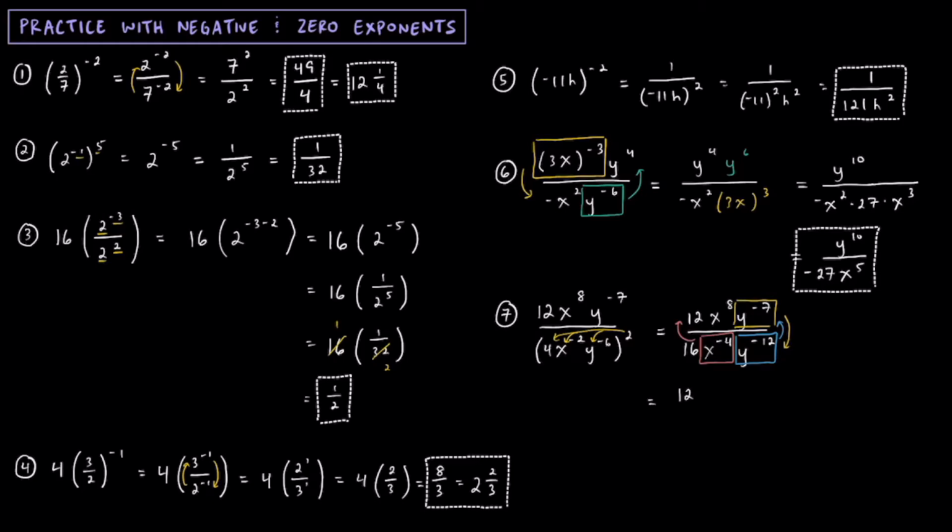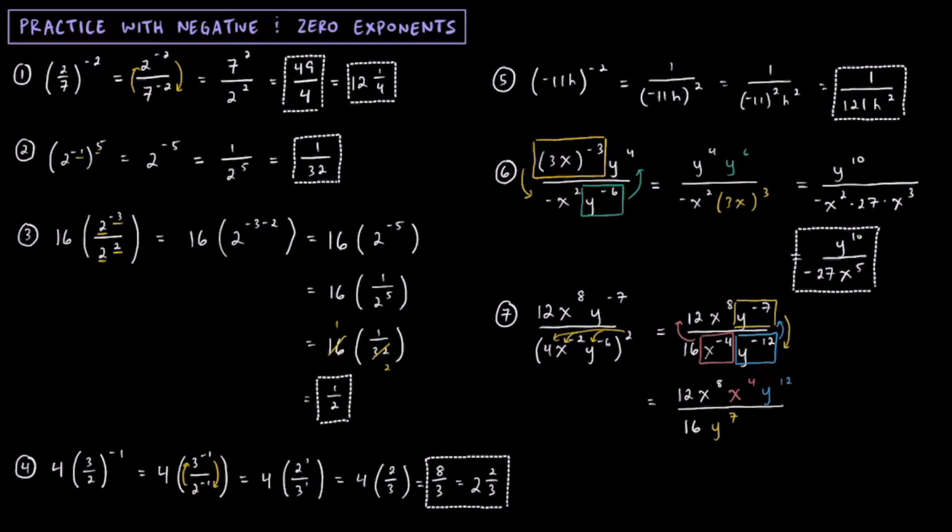So this is going to be 12x to the 8th. That stays because they have positive exponents. And then the x to the negative 4th is going to come up to become x to the positive 4th. And then that y to the negative 12th is going to move up to become y to the positive 12th power. In the bottom, what did we have that didn't move? I think it was a 16 stayed put. And then what moved down? That y to the negative 7th moved down to make it y to the positive 7th power.